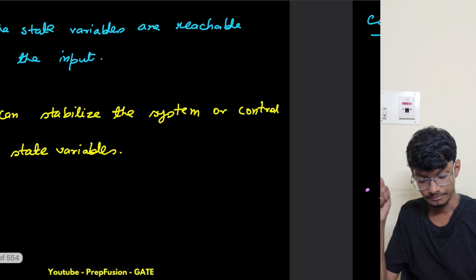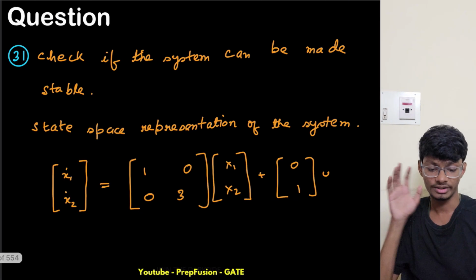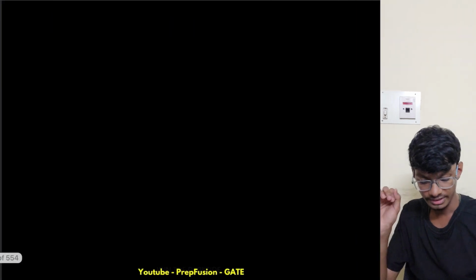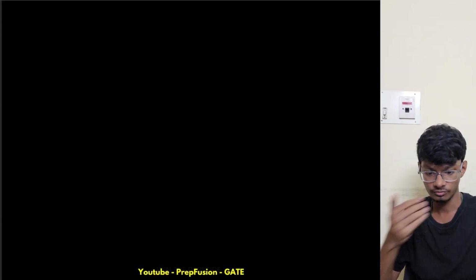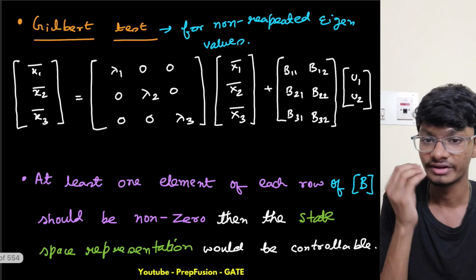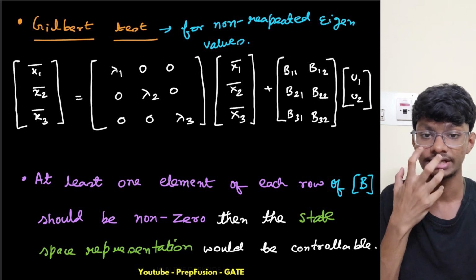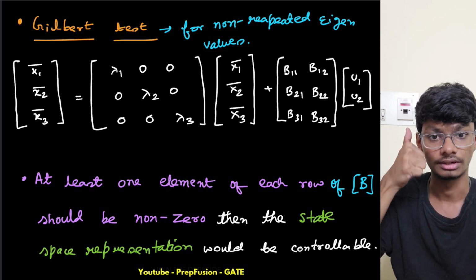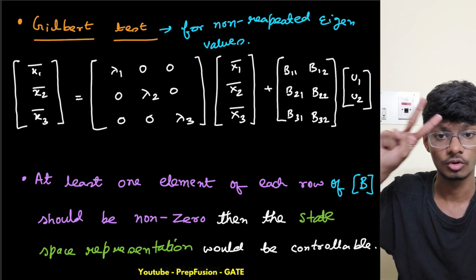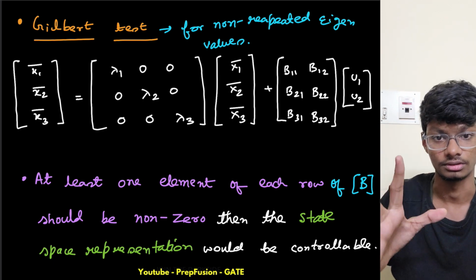I wrote a few points and we did a few examples. So what is the summary? I will explain Gilbert's test with the help of questions in the next lecture. But the summary is, if you are very confused, use Kalman's test. It will give you a straightforward answer. But if you want the answer quickly, you can use Gilbert's test if the eigenvalues are non-repeated, that is, if the diagonal elements are non-repeated.